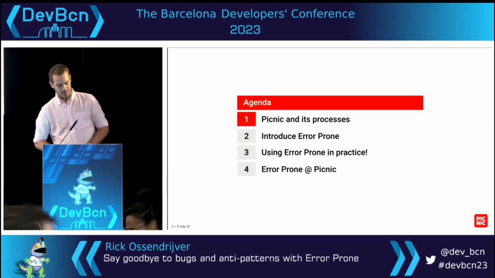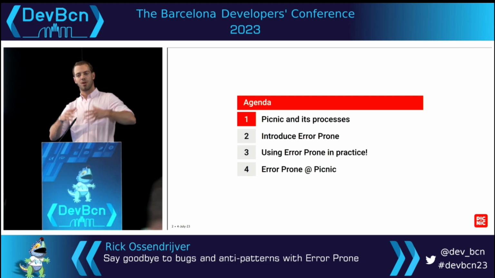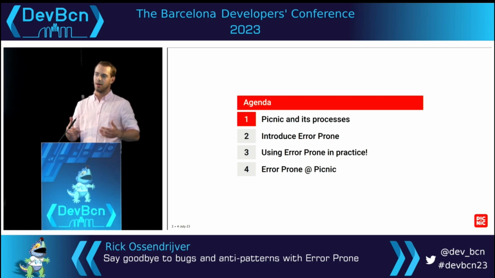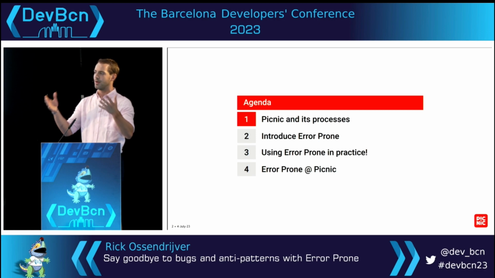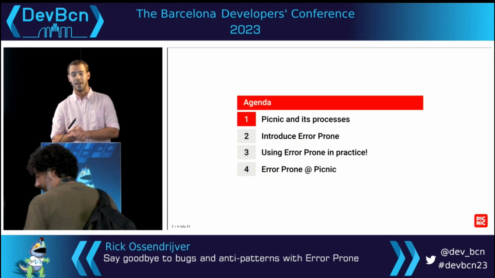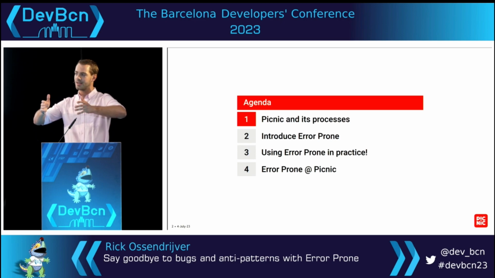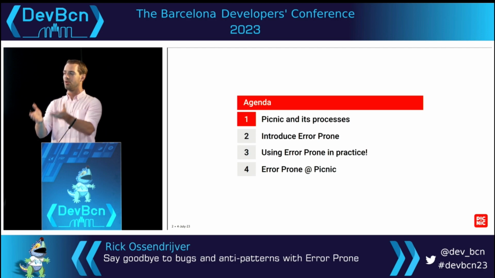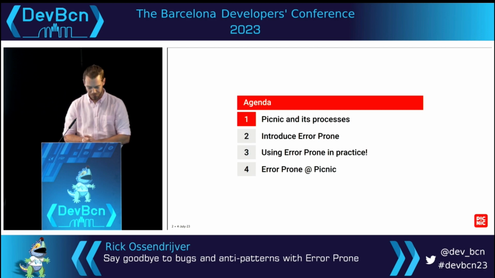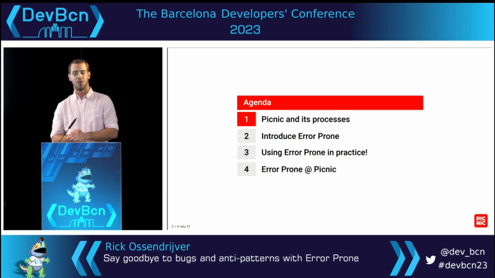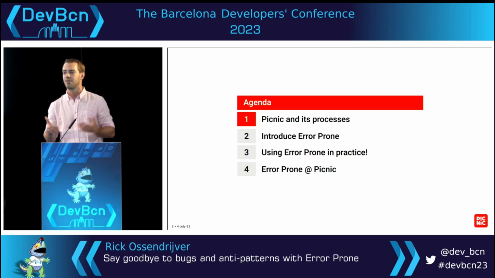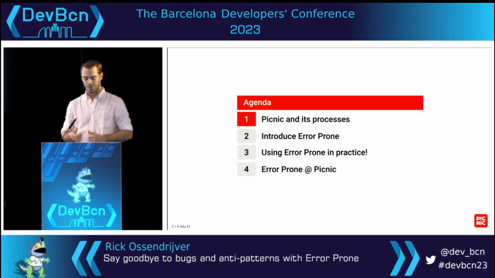So, the agenda of today. I will give a bit more context about Picnic, and especially about the processes that we have revolving around code quality. And then my favorite part, where I get to introduce Error-Prone. Then I will show you how you can actually start using Error-Prone in your code base or in your company. And last, I will give some lessons learned about our journey with Error-Prone from within Picnic.